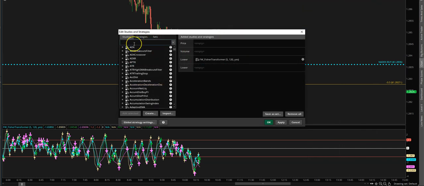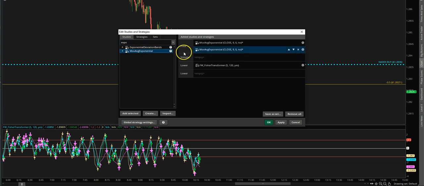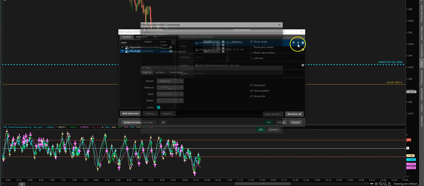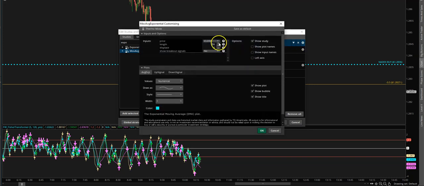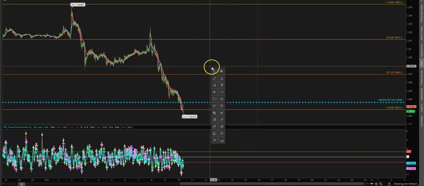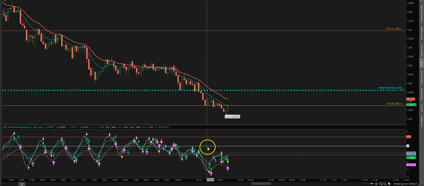All right, so what I want to do next is probably put in an exponential moving average. And then make this 10. We can keep it blue, that's fine. And then make this 20. Make that red. We'll make this one a little bit thicker. All right.